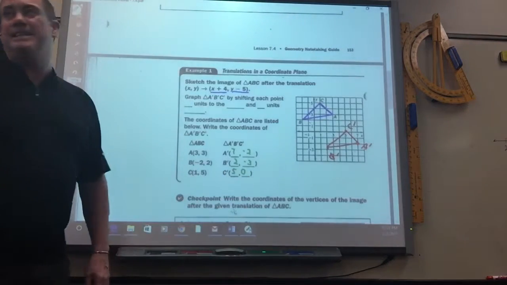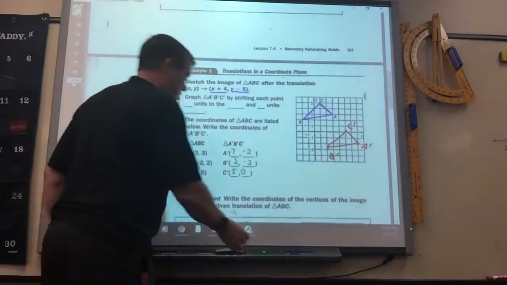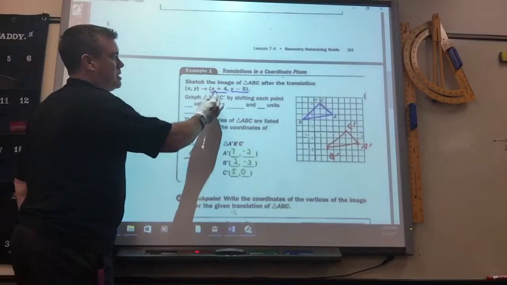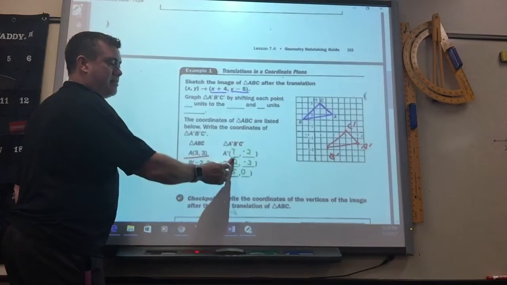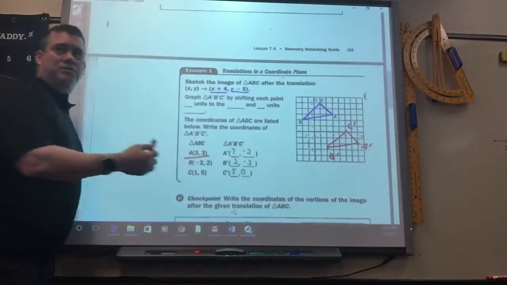You said it's easier to. Yeah, you don't really need to draw them to find the points, because all you've got to do, if you have the original coordinate, this means take the x and add 4 to it. 3 plus 4 is 7. Take the y and subtract 5. 3 minus 5 is negative 2.